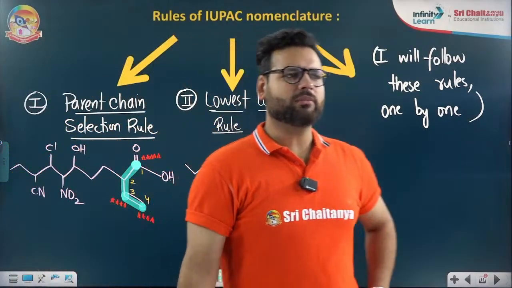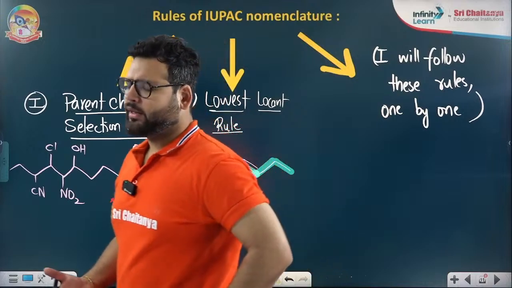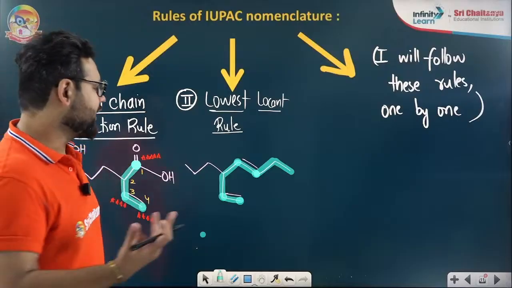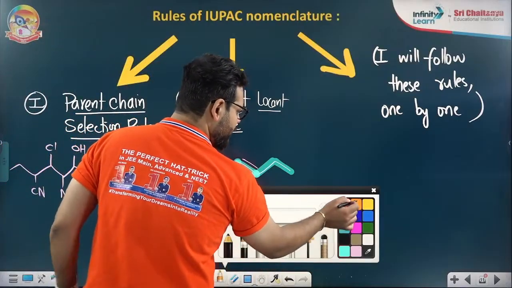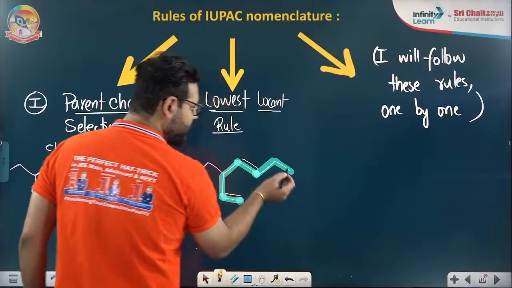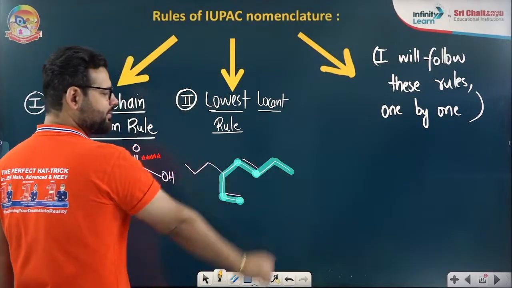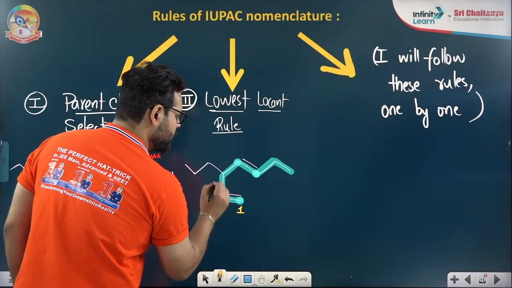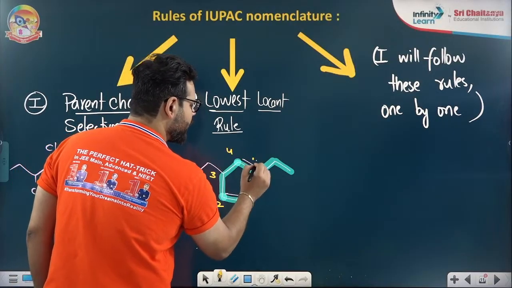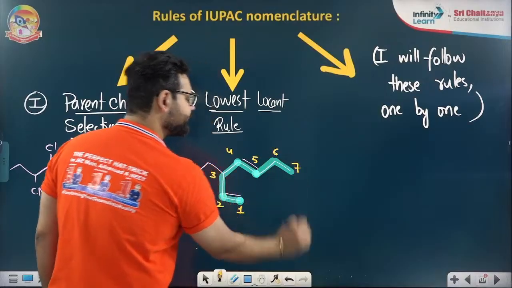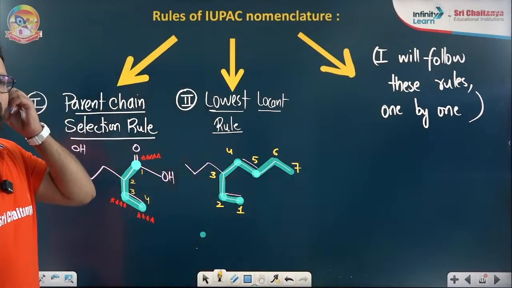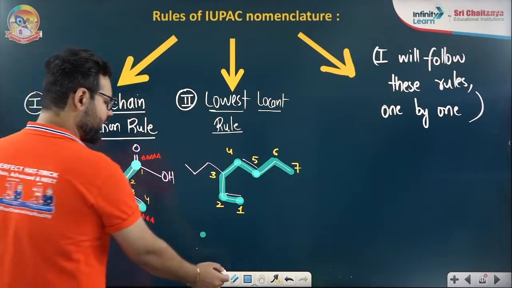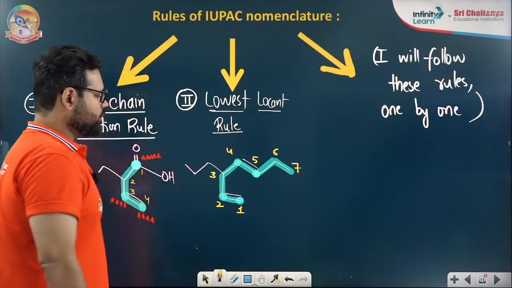Now numbering. Numbering will be done in such a way that the main functional group will get the lowest number. So absent. Then unsaturation should get the lowest number. If I number from this side, 1, 2, 3, on the third number I am getting unsaturation. Here on number 1 only I am getting it. So I'll number from here. 1, 2, 3, 4, 5, 6, 7. Yes, 3-propylhepta-1,4-diene. Very good. The name you have done correctly. So this is the one.